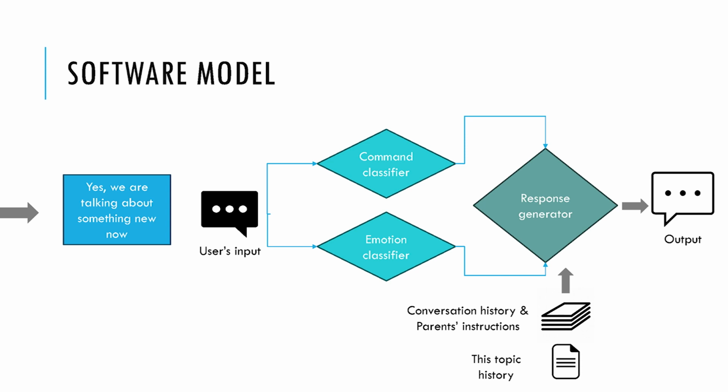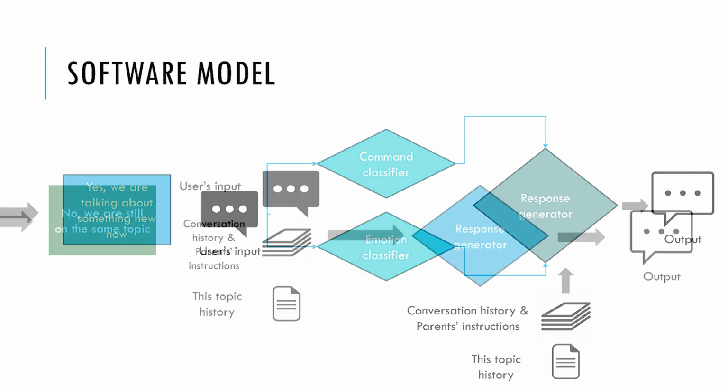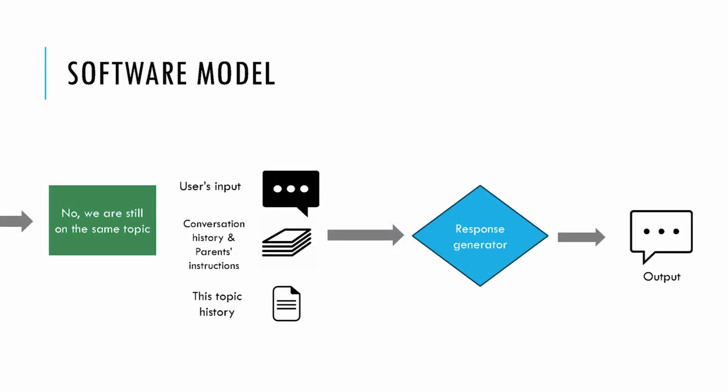We prompt it. We build every new prompt each time, and we start building the history related to this new theme that we are starting. Then we produce the result. But if the answer is no, we are talking about the same topic, the previous topic. Then we use this topic history, the conversation history, the parents' instructions and the user input, and we give them to another response generator, different from the previous one, and we generate the response according to these data. And we actually augment the topic history.